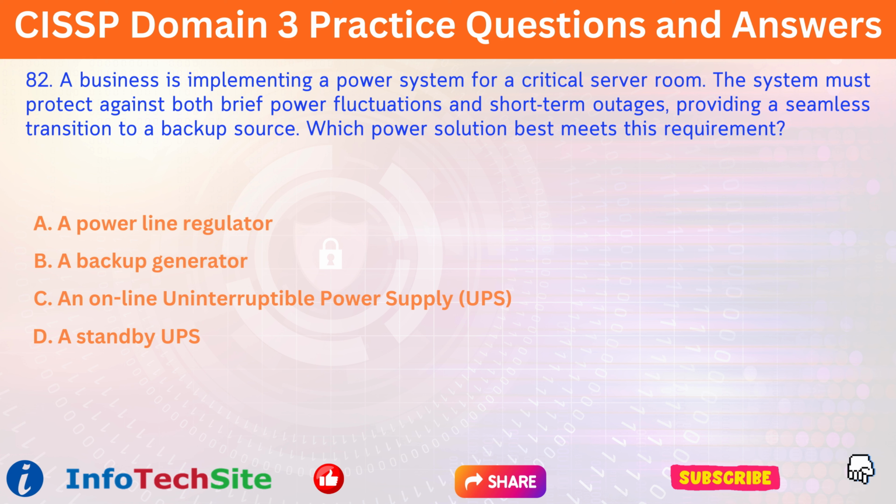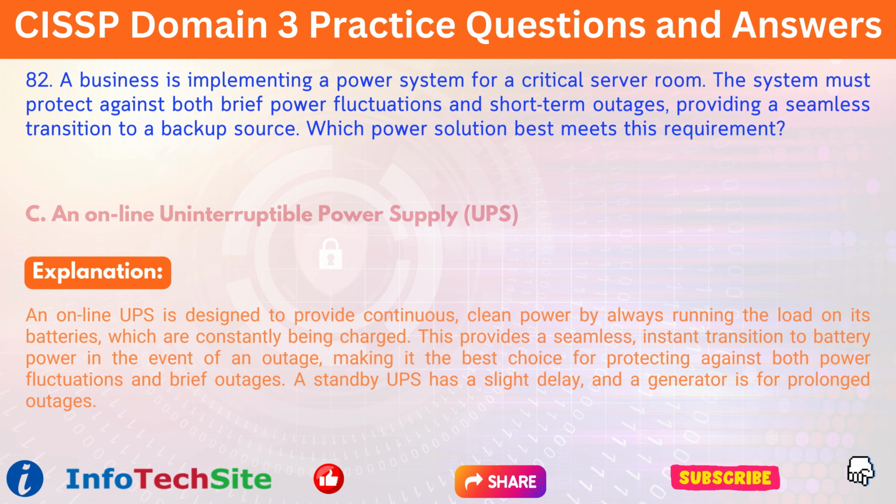82. A business is implementing a power system for a critical server room. The system must protect against both brief power fluctuations and short-term outages, providing a seamless transition to a backup source. Which power solution best meets this requirement? A. A power line regulator. B. A backup generator. C. An online uninterruptible power supply, UPS. D. A standby UPS.